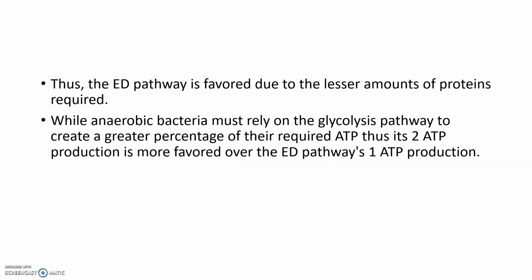Thus, the ED pathway is favored due to the lesser amount of protein required, while anaerobes must rely on the glycolytic pathway to create a greater percentage of the required ATP. Thus, its 2 ATP production is favored over the ED pathway's 1 ATP production. We have discussed that in the ED pathway only 1 ATP molecule is synthesized, whereas in glycolysis 2 ATP molecules are produced. So the anaerobes prefer the glycolytic pathway because they require a greater percentage of energy.